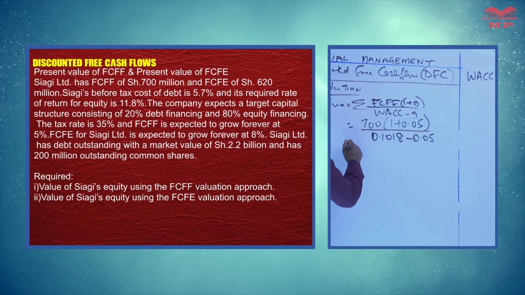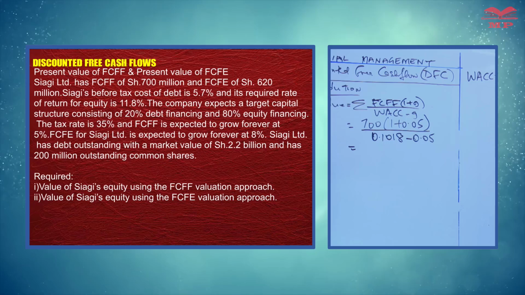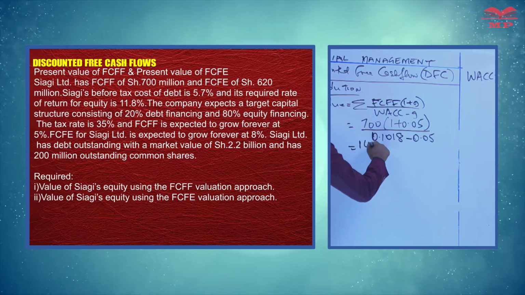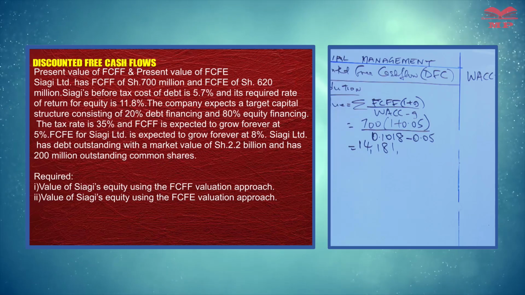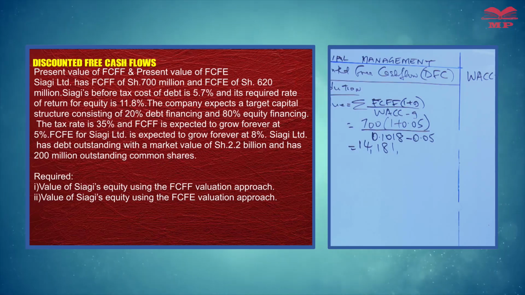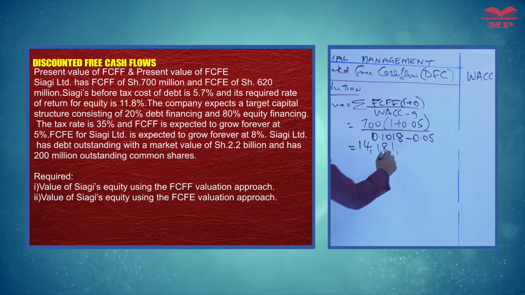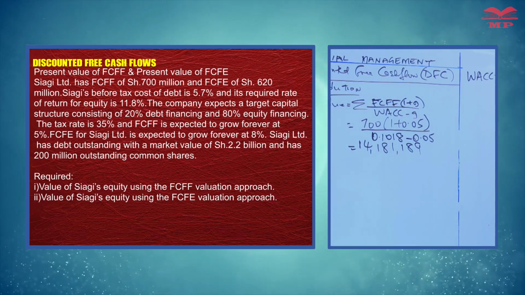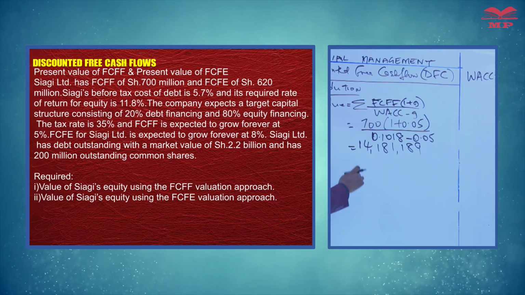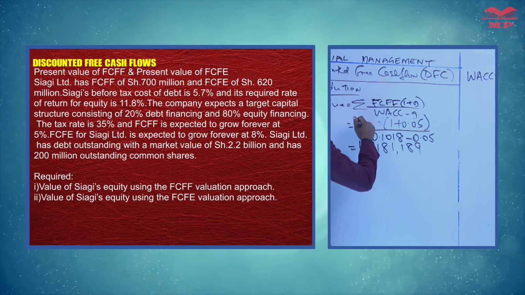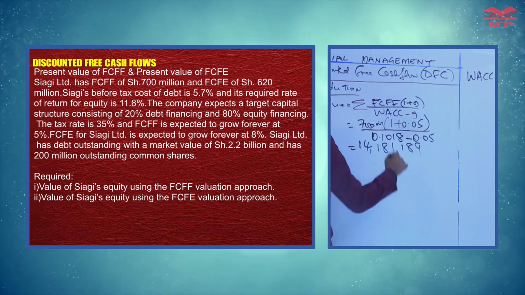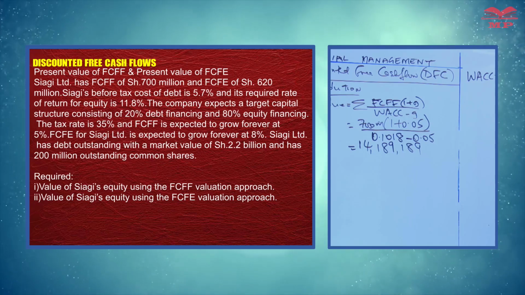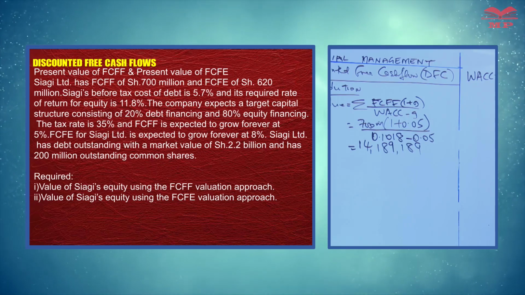So the answer here will be the value of the firm, 14,189,000. Is that so? We are putting decimal places, but these are millions. This is 700 million. That will be the value of the firm.